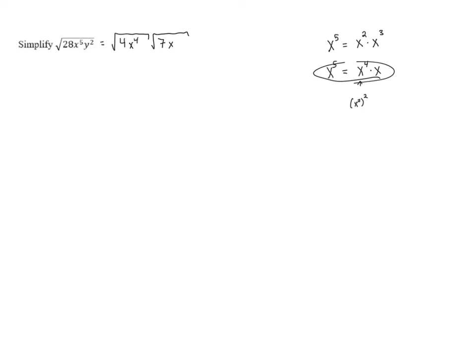Now we need to look at the y's. We've got y squared, and y squared is a perfect square, so we're going to put that in the first radical. And now that all the perfect squares are in the first radical, we can evaluate those.